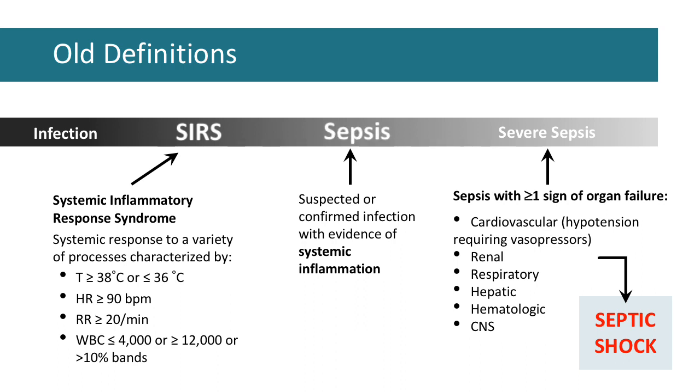If the patient had a suspected or confirmed infection with evidence of systemic inflammation, they would be labeled as having a diagnosis of sepsis. And severe sepsis if the sepsis was consistent with more than one sign of organ failure. If the patient happened to also have cardiovascular collapse with hypotension requiring vasopressors, this was defined as septic shock.